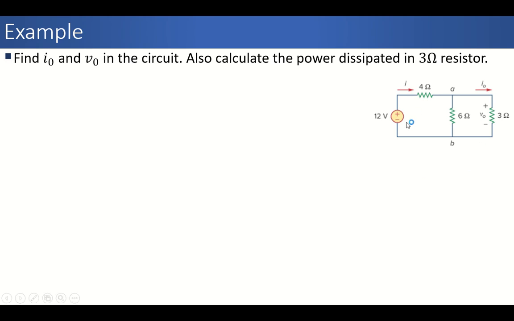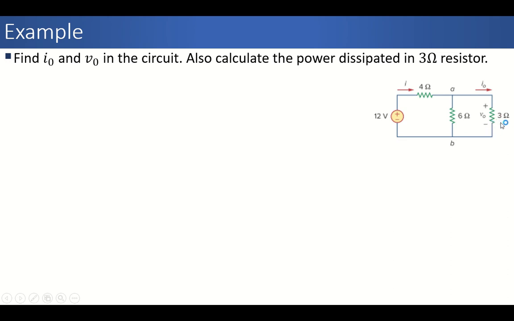One thing you can see is that I is the current that is provided by the battery, whose voltage is 12 volt. This is a constant voltage source. Another component in the circuit is the 4 ohm resistance. The current in the 4 ohm resistance is I, and the other components are the 6 ohm and 3 ohm. So the 6 ohm resistance is connected across terminals A and B. Similarly, the 3 ohm resistance is connected across terminals A and B.